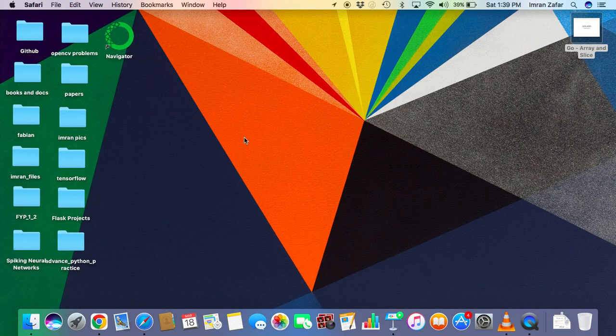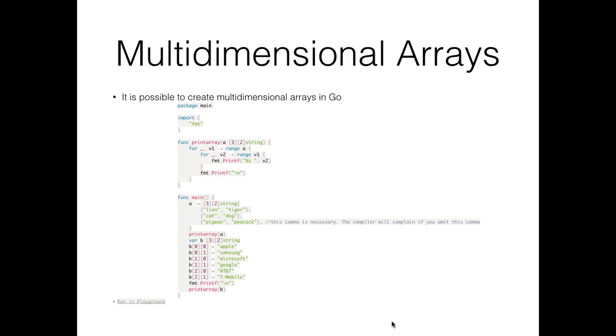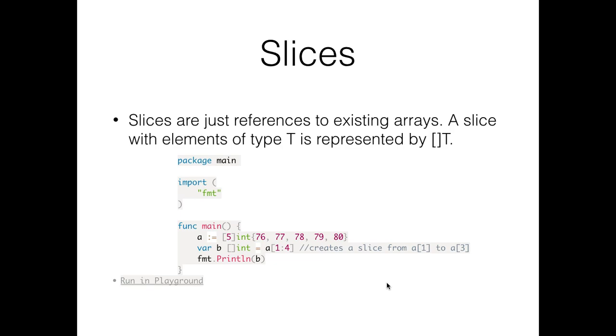So this wraps up our array section of this particular lecture, and now let's talk about slices. So slices are just references to existing arrays. A slice with elements of type T is represented by square brackets and then the type T. So you can see here inside the code that the function main has array A of size 5 and type integer, and it has 5 values: 76, 77, 78, 79, and 80. And then you have a variable B of type integer.